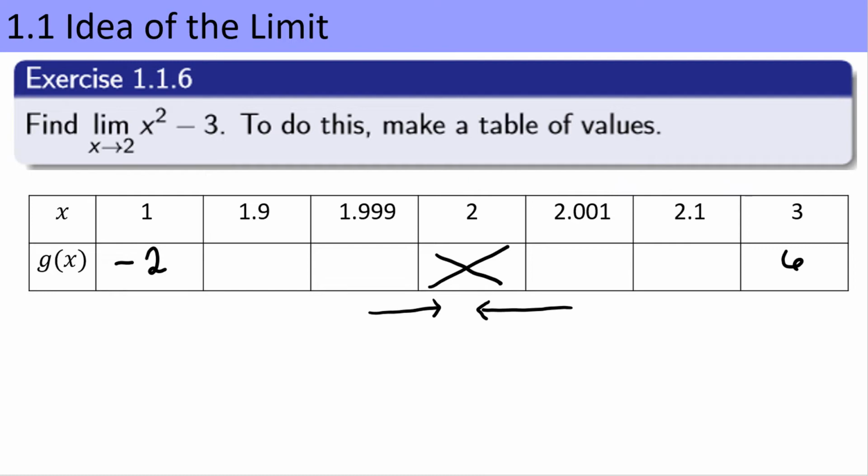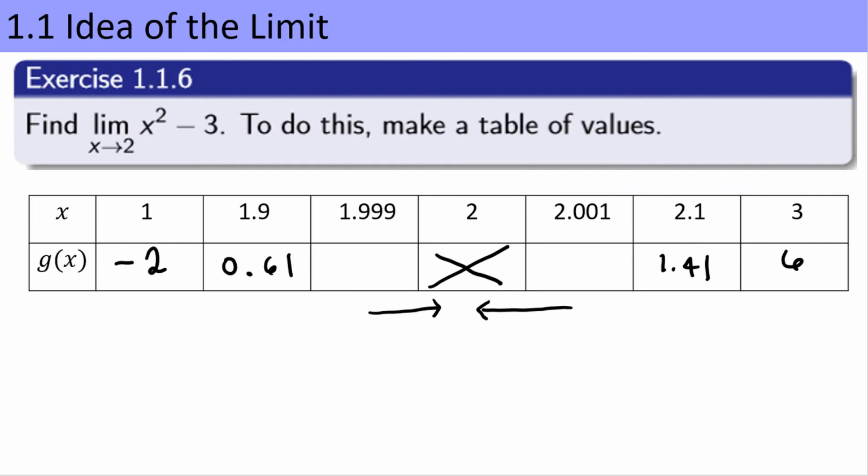Let's get a little bit closer to 2 from the left-hand side. At 1.9, we get, and wow, this gets close real fast, 0.61. And at 2.1, we get, from a function value of 6 at x equals 3 to a function value of 1.41.